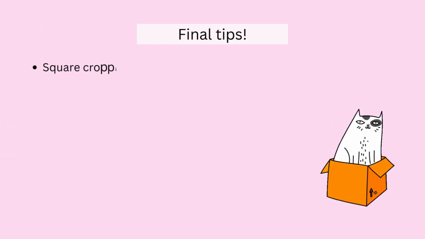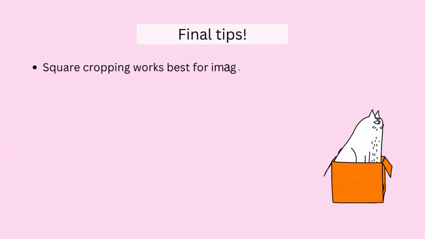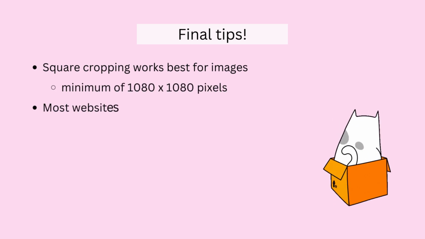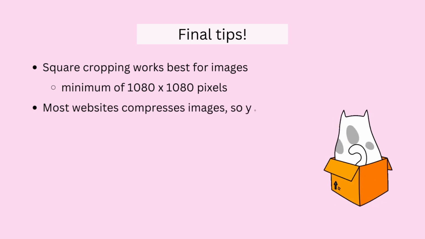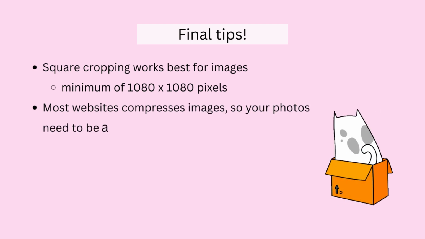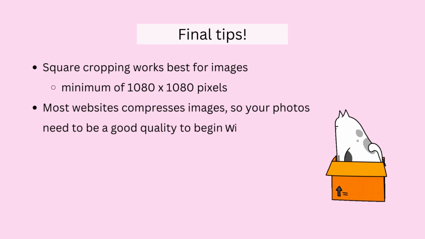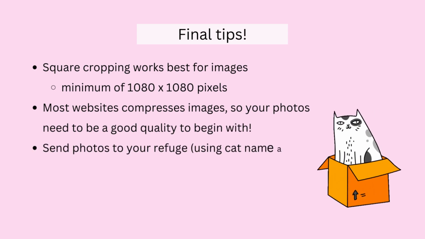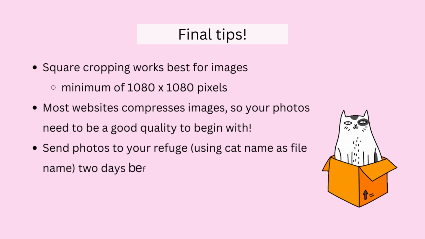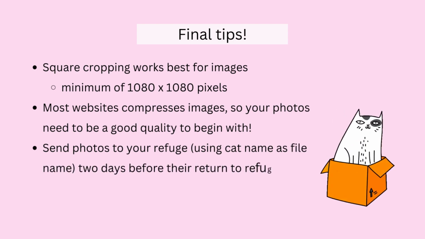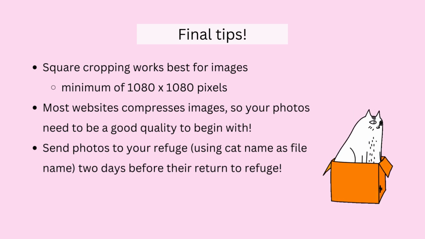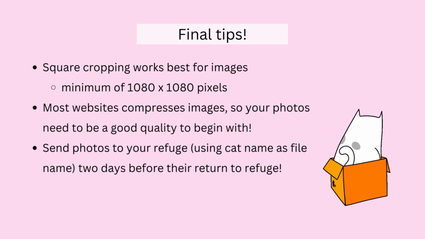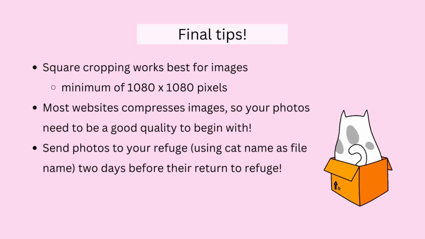Good quality photos are important. Most websites crop or compress photos automatically. Both Facebook and Instagram posts use square images, so if your images are 1080 by 1080 pixels, these should work well for marketing. When sending in your photos, please send them in a few days before the foster animals are due to return to the refuge. This allows for uploading to the refuge website and the occasional marketing posts on the refuge's social media. Also make sure you use the cat's name as the file name, so it's easy to identify which cat is which.